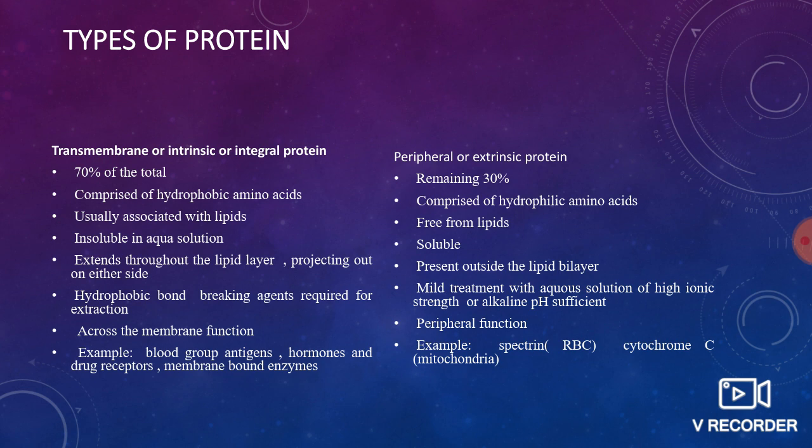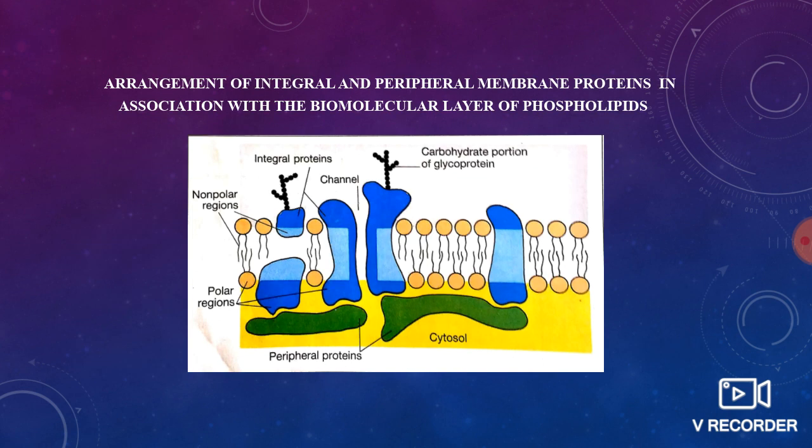Here is the diagram showing the arrangement of integral and peripheral membrane proteins in association with the bimolecular layer of phospholipid. The diagram clearly shows the arrangement of integral protein and peripheral protein.